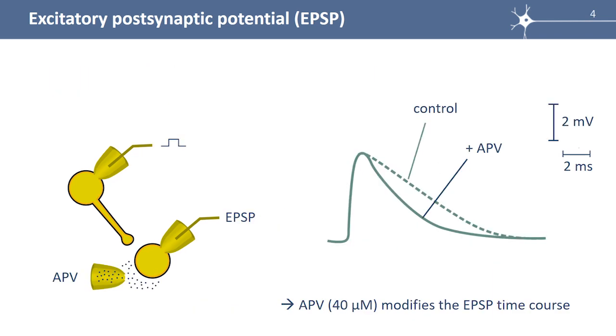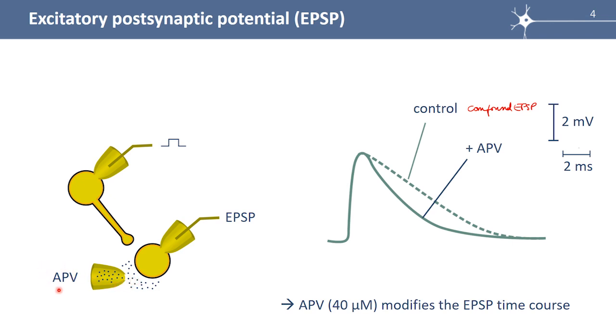The EPSP that we recorded is a compound EPSP. Why is it a compound EPSP? You have it here in dotted lines. Because it's composed of different EPSPs. How do we know that? We know that because we have different blockers of glutamate receptor channels.